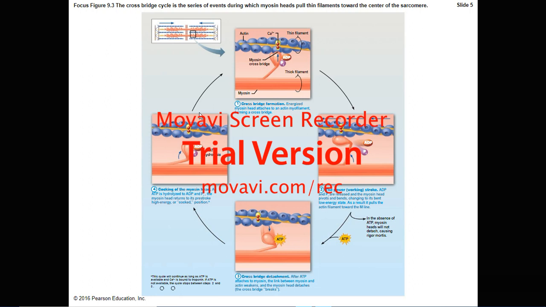Then it's going to bind to the actin. Then it will go through the power stroke, and then it's going to detach. Then it's going to go back to the cocking of the myosin head when it hydrolyzes the ATP, and then it's going to keep going through this cycle.